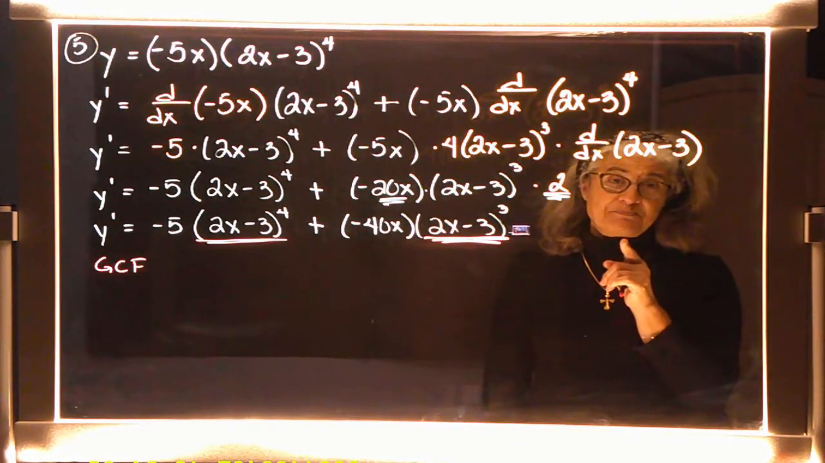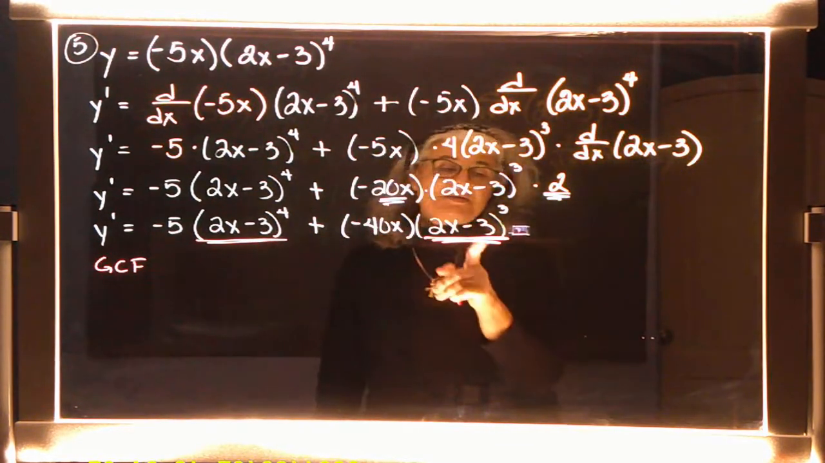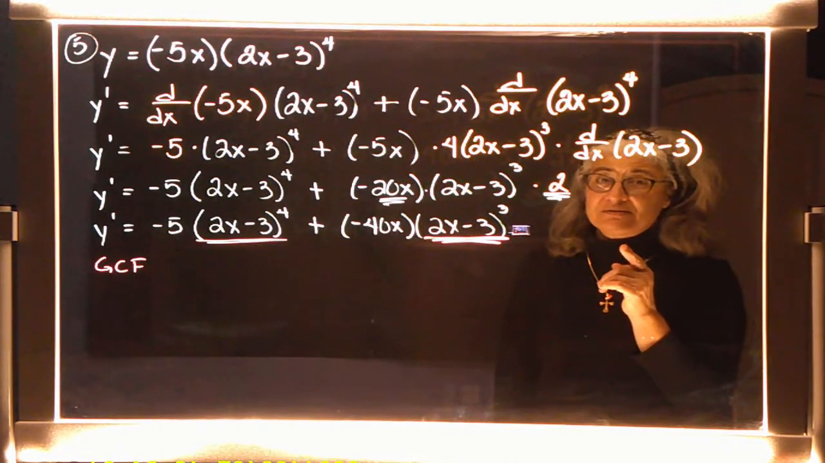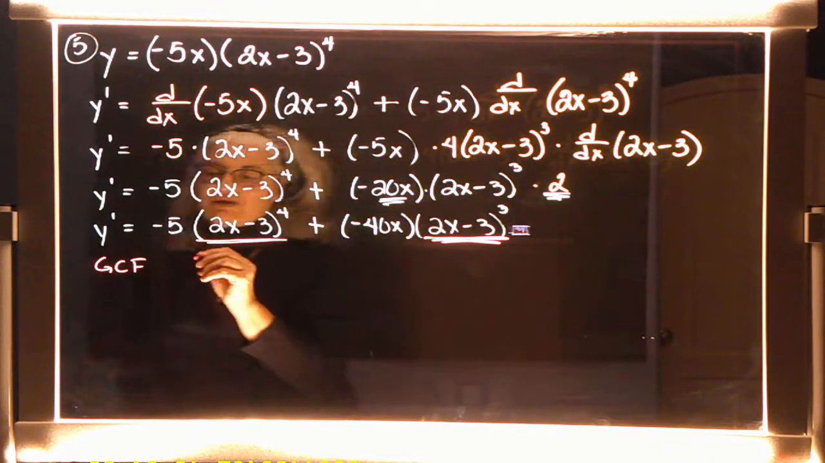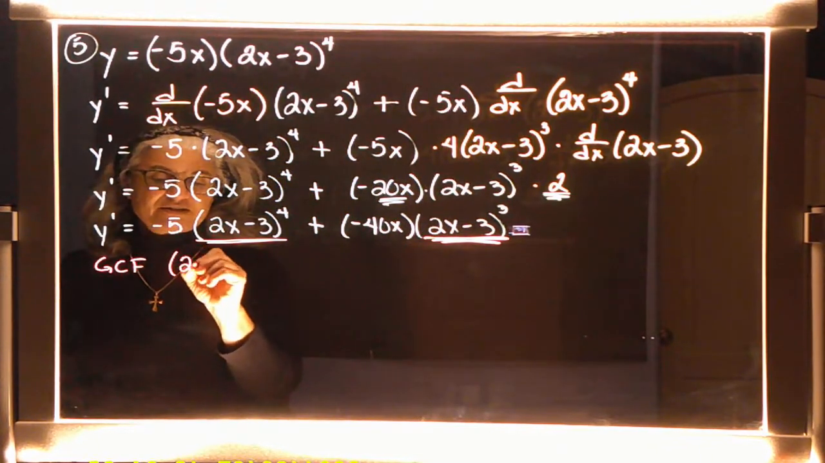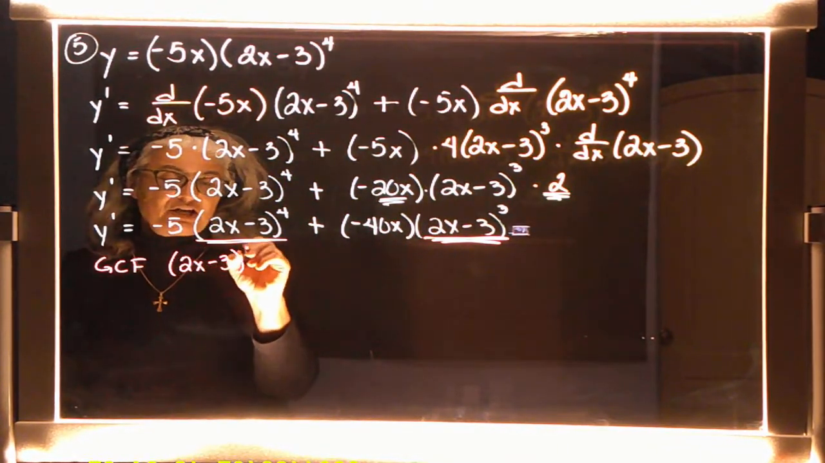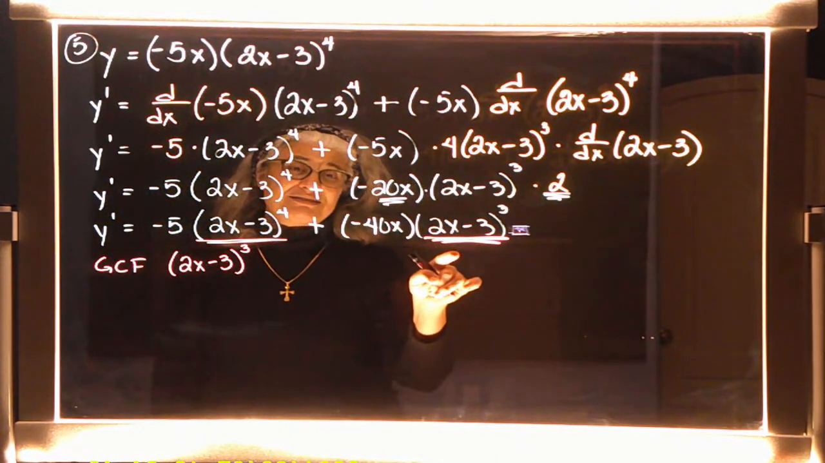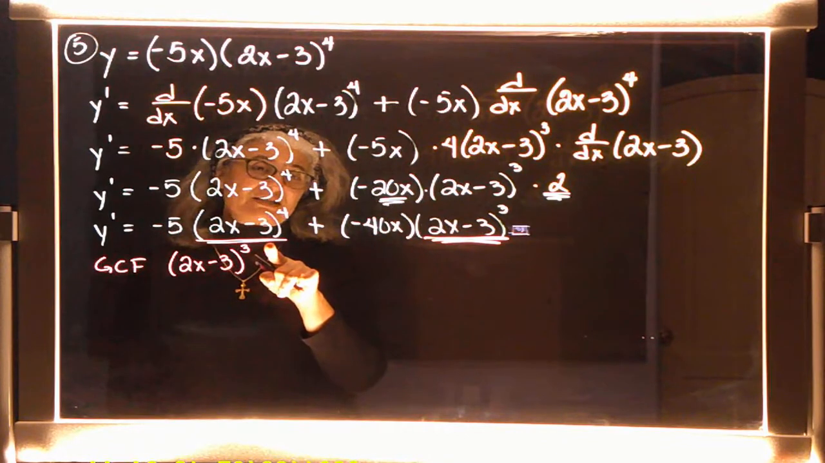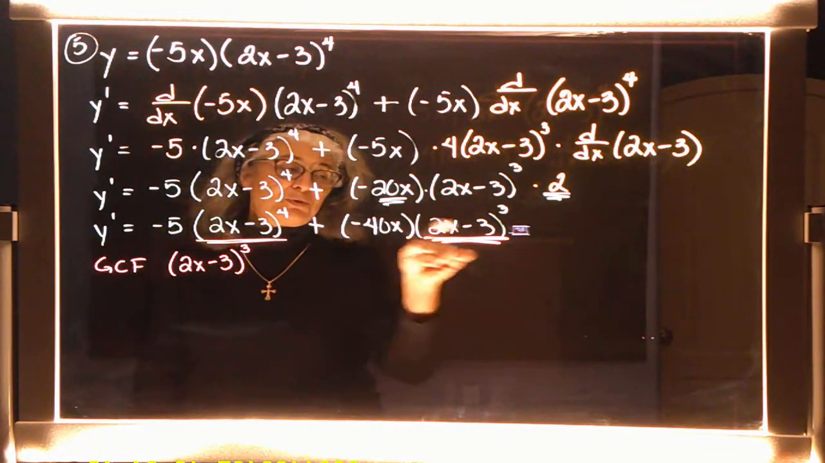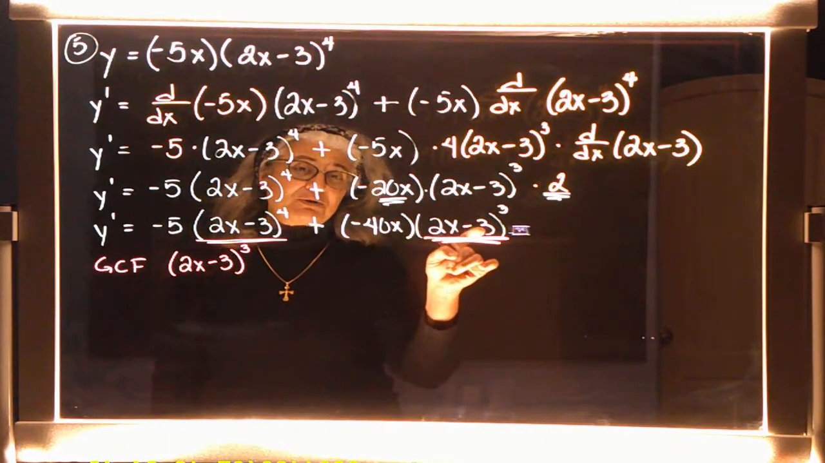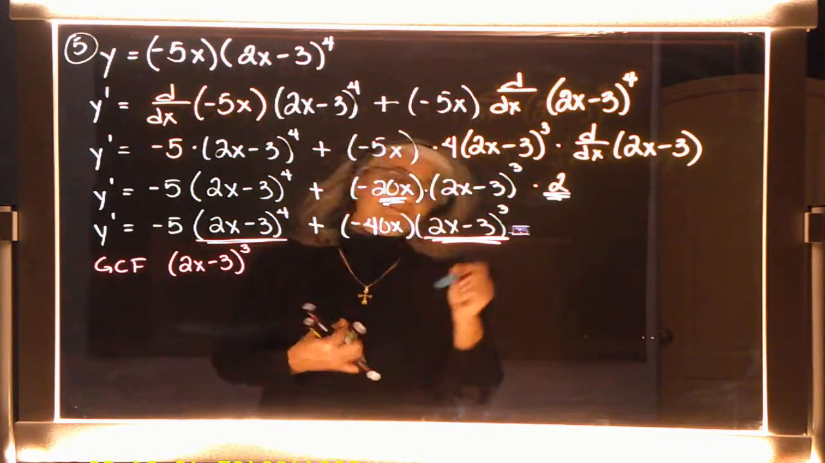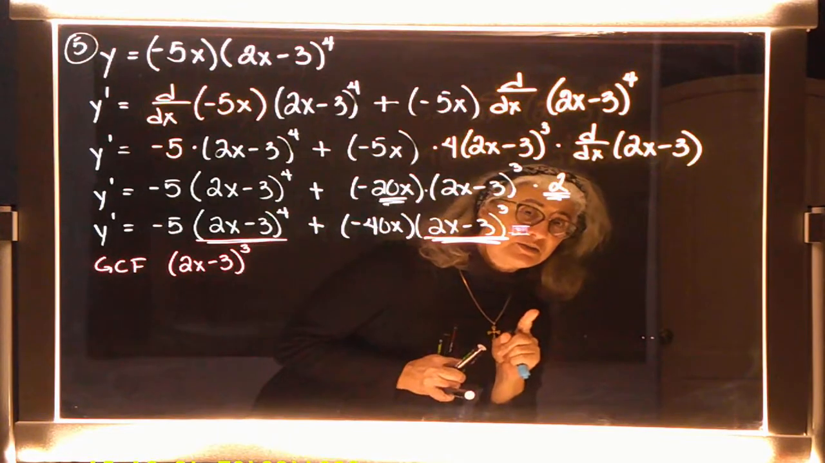Okay, so the 2x minus 3 is in common with both terms. How many of them? If this one has 4 and this one has 3, how many 2x minus 3's do they have in common? Good, they've got 3 of them in common. So our greatest common factor is 2x minus 3 to the power of 3. Because this one only has 3 to give. This one has more to give, but I can't take any more than this one has because this is the smaller amount, right?